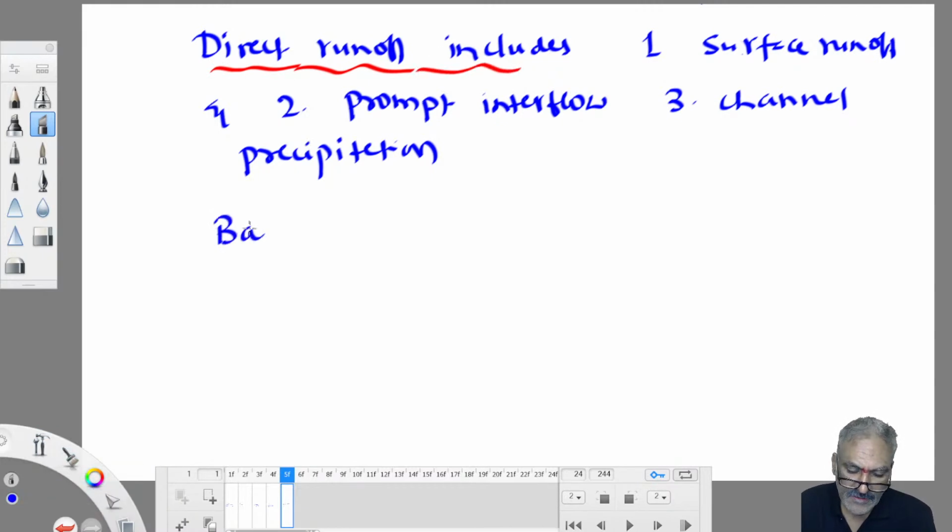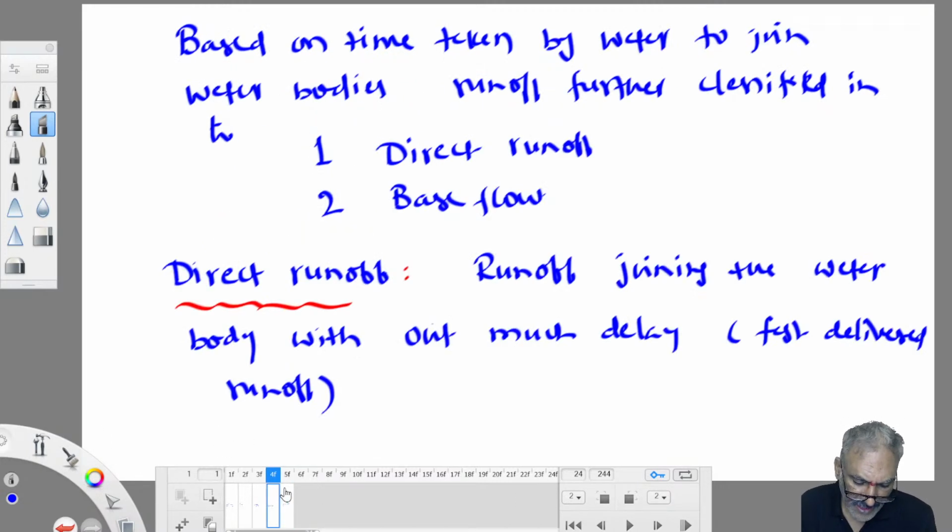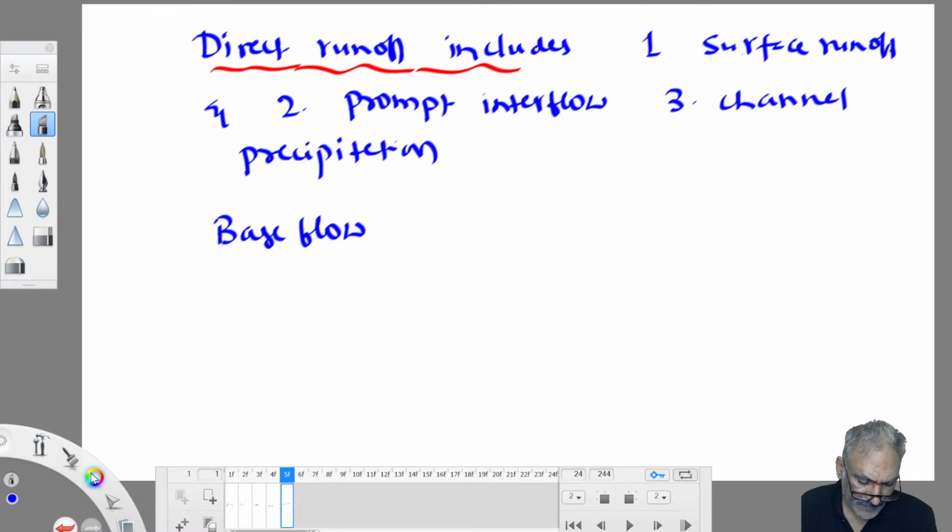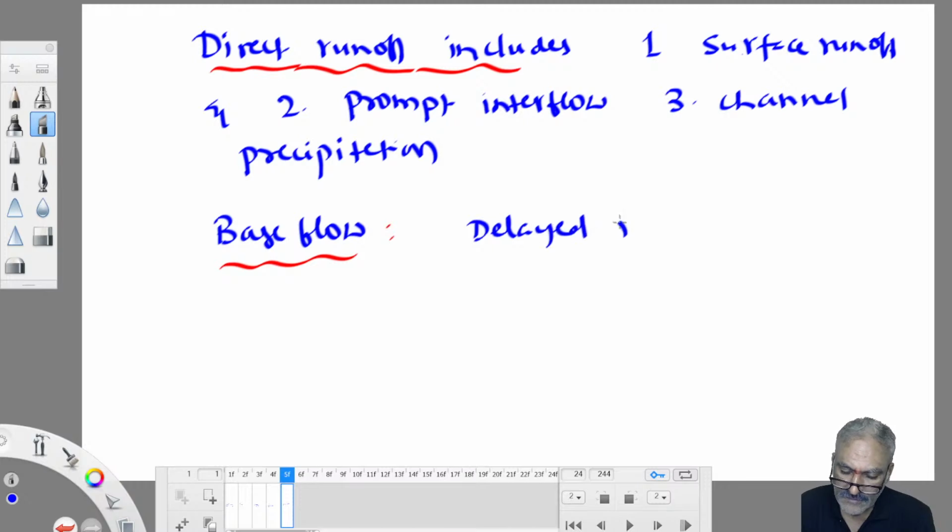And base flow means the delayed runoff. The delayed runoff from a catchment is called base flow. It takes its own time in joining the water body. So delayed runoff from a catchment is called base flow.